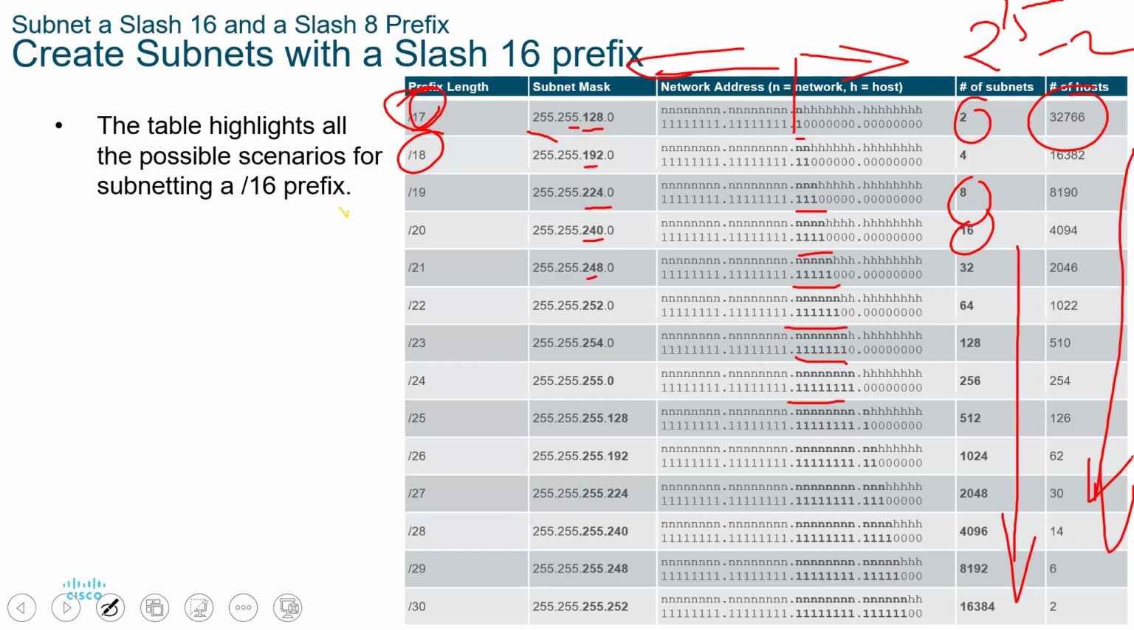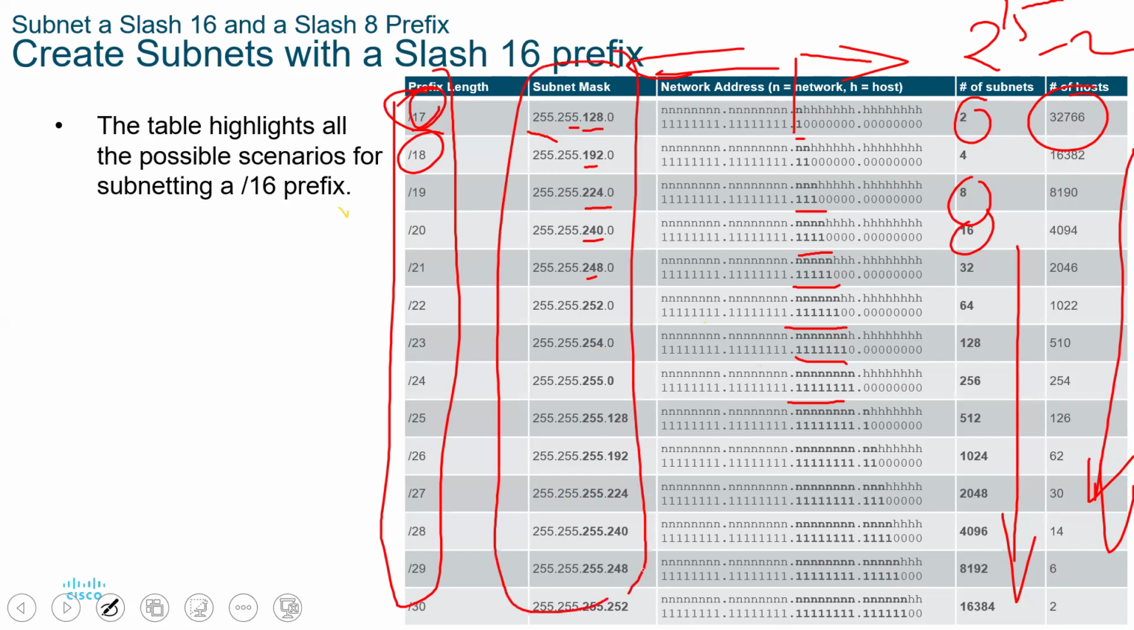Now, there are 3 things that I don't want you to forget. Number 1 is how you actually get your slash notation. Your slash notation, or your prefix length, is the number of bits that are on, which is 1. If you get that number of bits that are on, that is very good, and you get that from your supernet. The next thing I don't want you to forget is how you get your subnet mask.